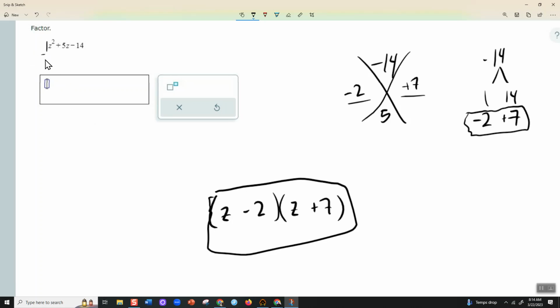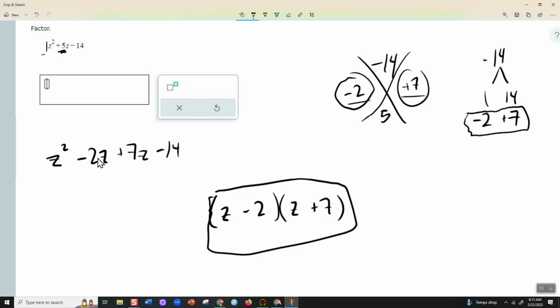Now, if your leading coefficient is not 1, it gets more difficult here. If it's not 1, then you have to do the full factor by grouping, where you take these two numbers, negative 2 and positive 7, and you replace this middle term, 5z, with negative 2z and positive 7z. You're just replacing this b, and then we keep the c and the a, z squared, the same. And then we factor by grouping there.